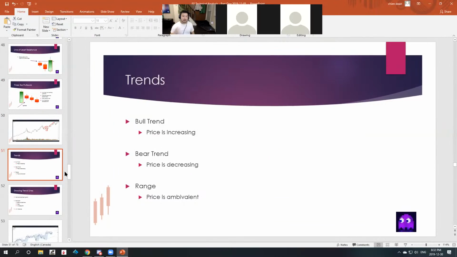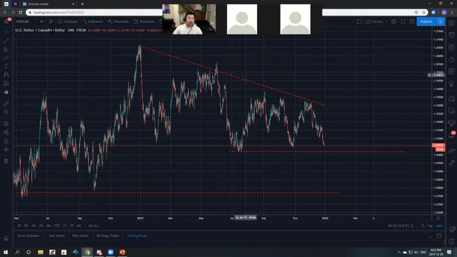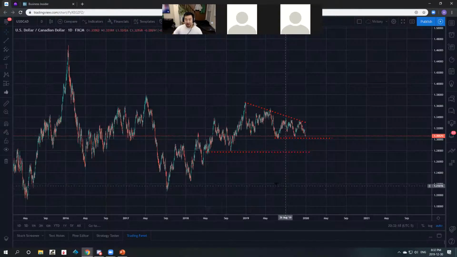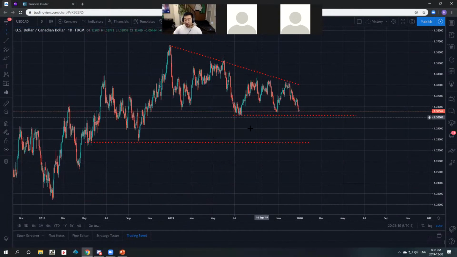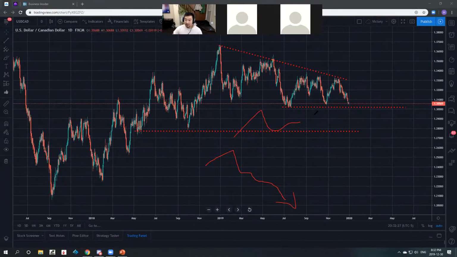Trends in the markets. As I've mentioned to you guys before, when looking at markets, one of the easiest ways to get your bearings when it comes to technical analysis is to open up a chart, look at the chart from a large perspective, and ask yourself the following question: is the trend going down? Is the trend going up? Or is the trend going sideways?